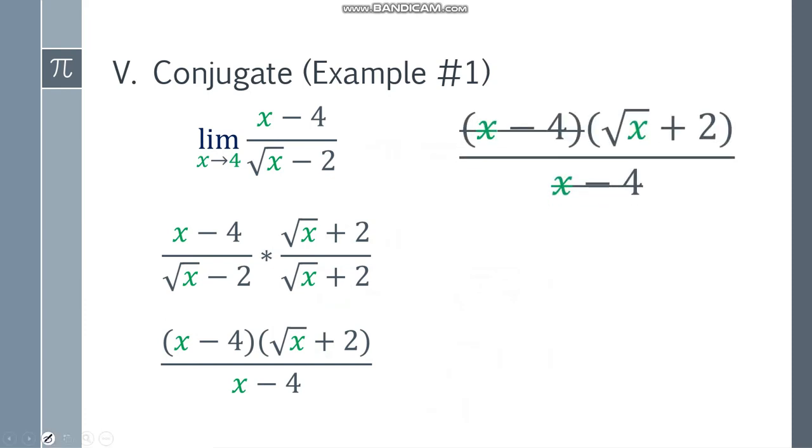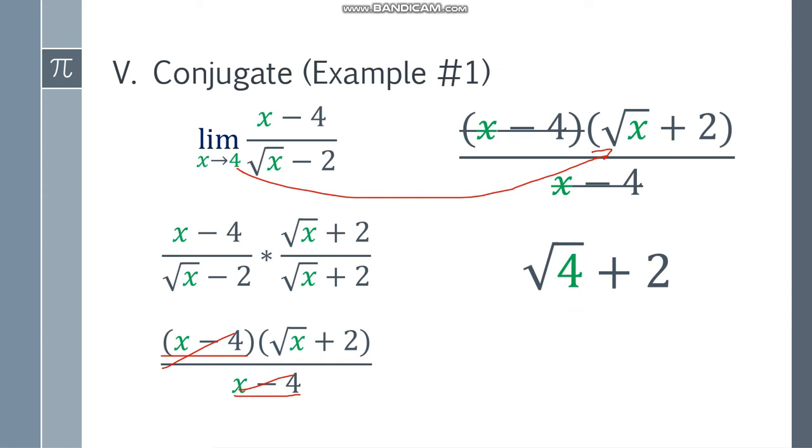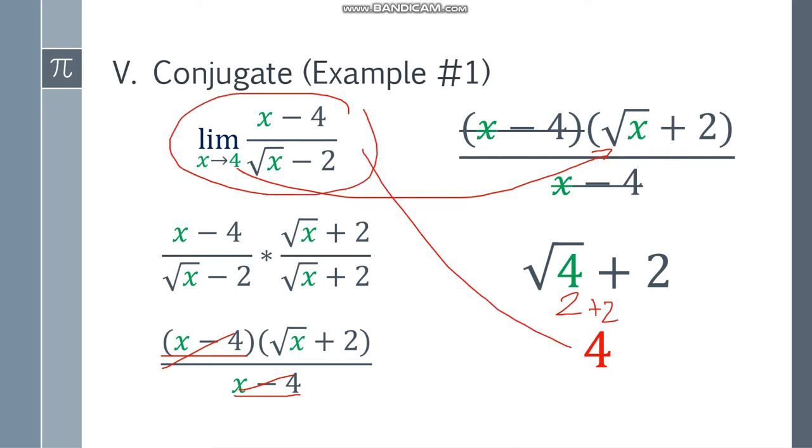Ngayon, mapapansin mo, may x minus 4 dito sa numerator part at may x minus 4 tayo dito sa denominator part. We could cancel them out. So, cancel. At ang matitira ay the quantity square root of x plus 2. Ngayon, pwede mong i-substitute yung 4 dito. That will be the square root of 4 plus 2. Ang square root ng 4 ay 2. So, 2 plus 2 ay 4. So, ito na yung sagot dito. Sa tanong na to, ang final answer natin ay 4.